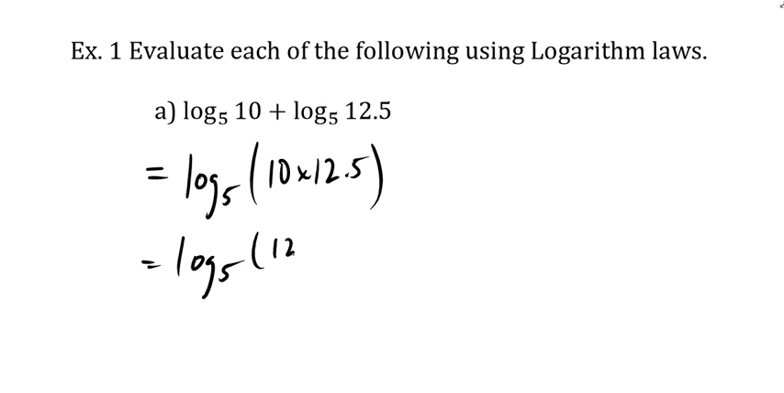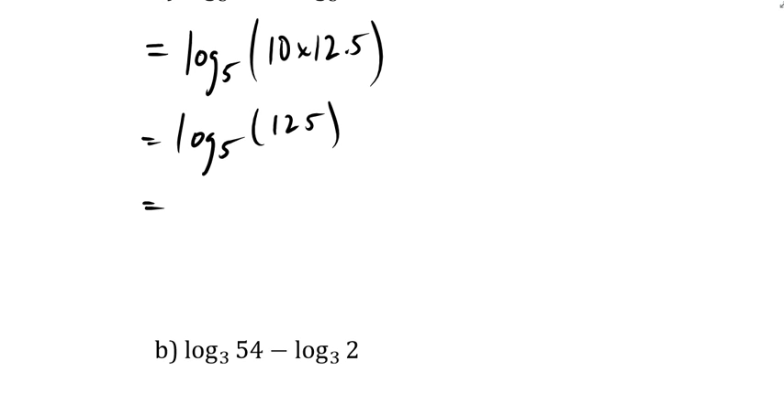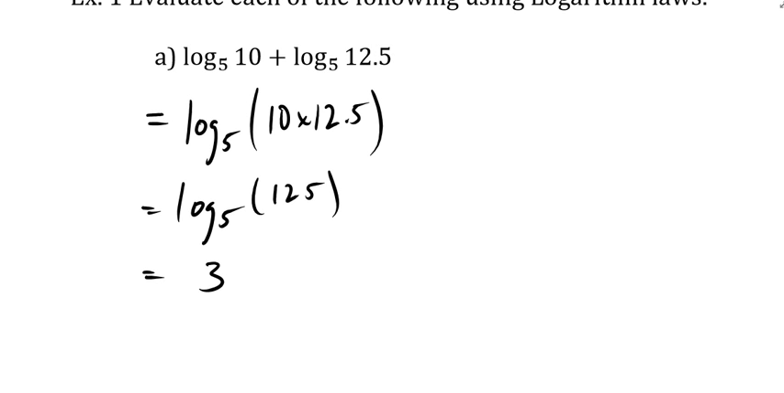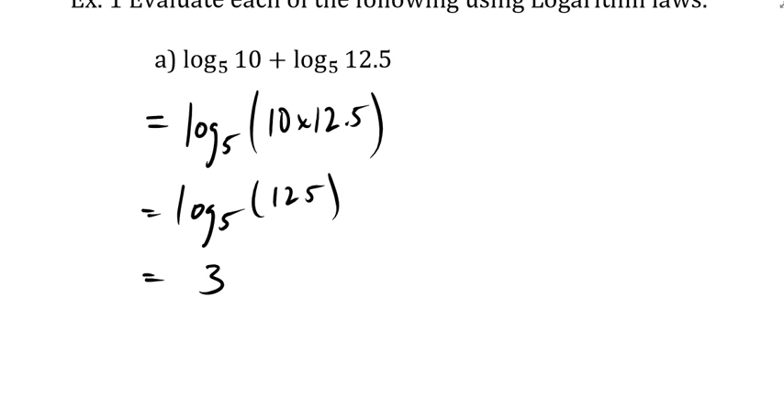Ten times 12.5 is 125. Log base 5 of 125. 3. 5 to the 3 is 125. That is the kind of thing that you should be able to do mentally. You got to know that law. You have to be able to evaluate log base 5 of 125 mentally. That's the expectation.